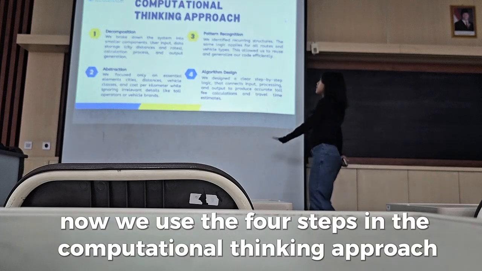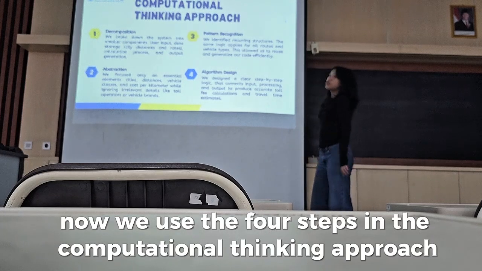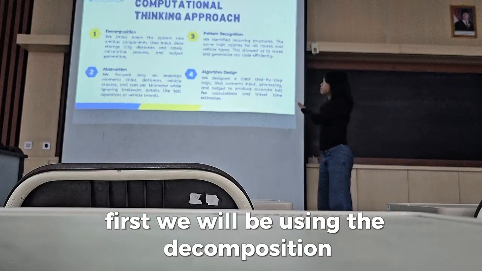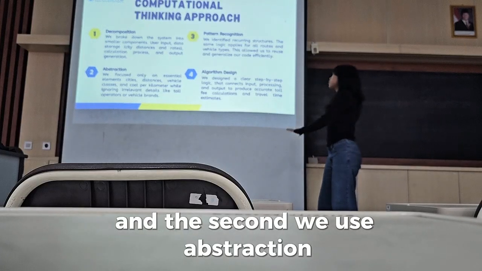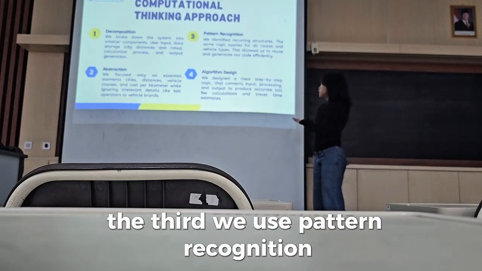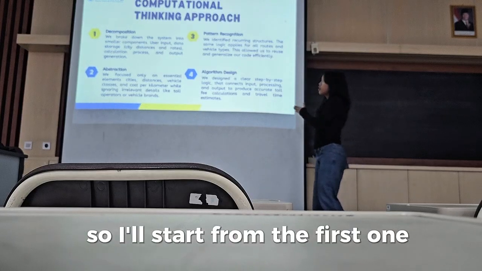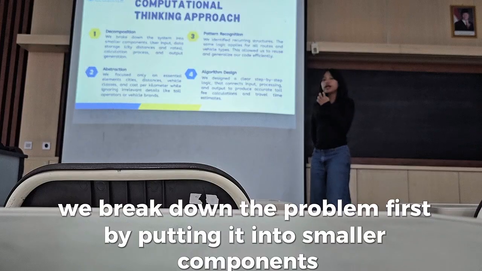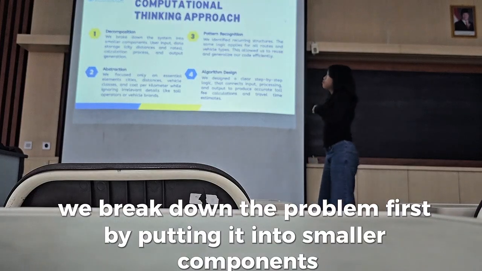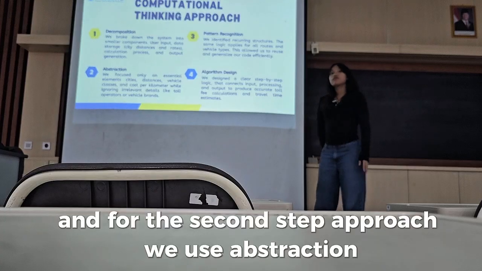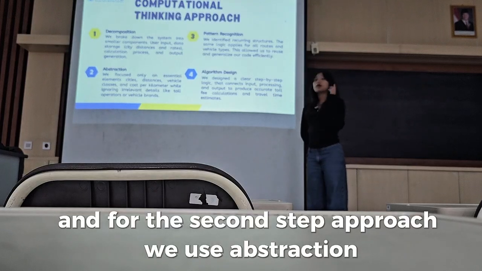Now, we use the 4 steps in the computational thinking approach to approach the problem itself. First, we will be using decomposition, and the second we use abstraction, the third we use pattern recognition, and the fourth we use algorithm design. So, I'll start from the first one. For the decomposition, we break down the problem first by putting it into smaller components so we can solve it further.